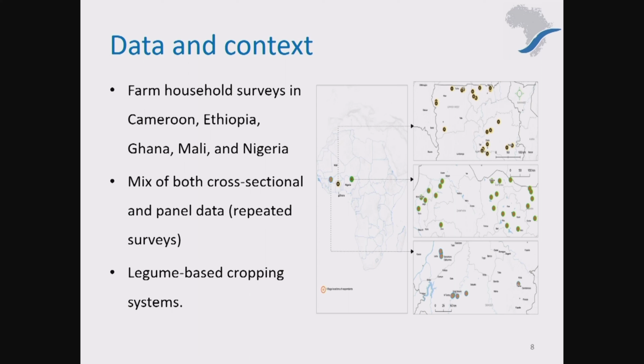So for our data, I relied on 5 different country case studies: Cameroon, which is in Central Africa, Ethiopia, which is in East Africa, then Ghana, Mali, and Nigeria in West Africa. And for this, I utilized farm household surveys, where in some of these household surveys, we went to the same farmers repeated over a period of 9 years. And the production systems for most of these countries were just legume-based production systems. Like I said, legumes are really close to smallholder farmers. They are poor, but also environmentally friendly, and they're a big source of proteins for households that cannot afford to buy meat and fish, especially in smallholder communities.